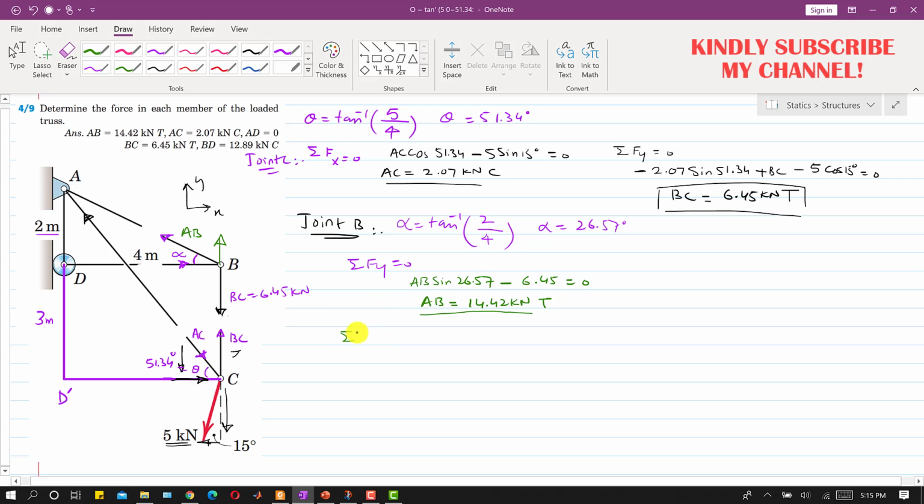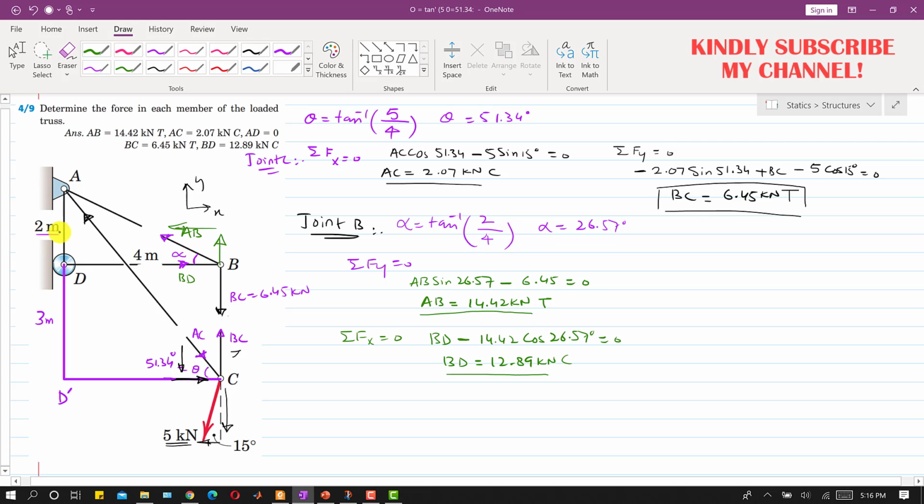And now if we apply the summation of forces along x equals to 0, again this AB force has one component in this direction, right, which is acting in the negative x direction, and this is the cos component, right? And this BD force is acting towards the joint, right? So we will write BD minus this cos component of AB, right? So AB is 14.42 cos of alpha, so cos of 26.57 degrees equals to 0. So from this we get BD, which is equal to 12.89 kilonewton. And again this BD is acting towards this joint B, so this is the compressive force, right?